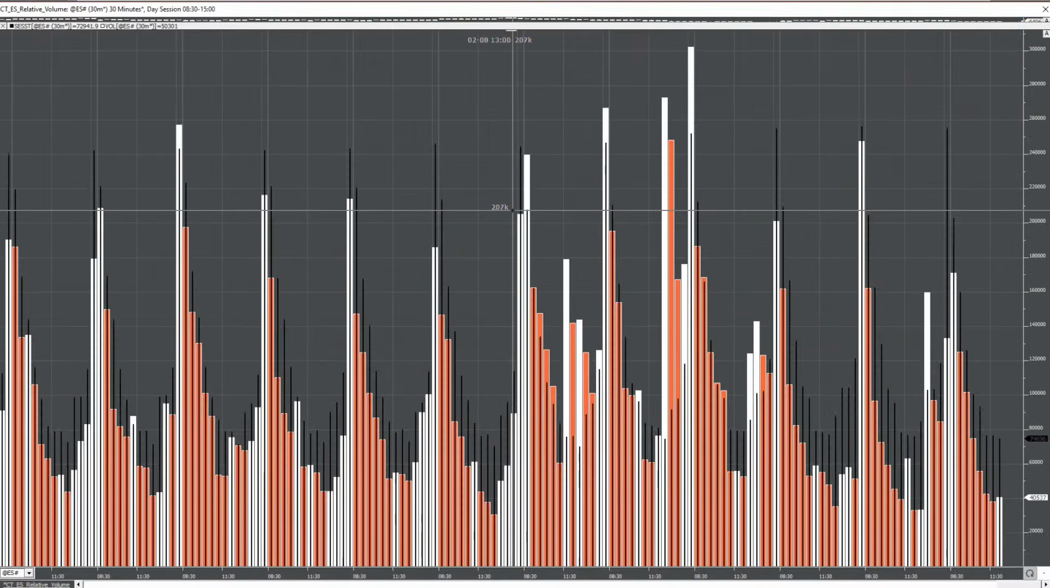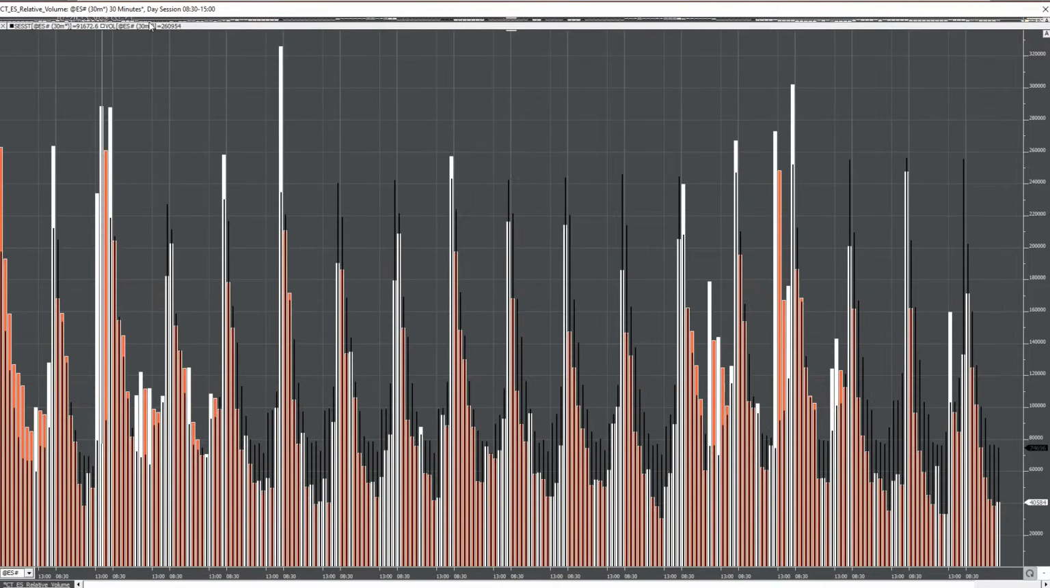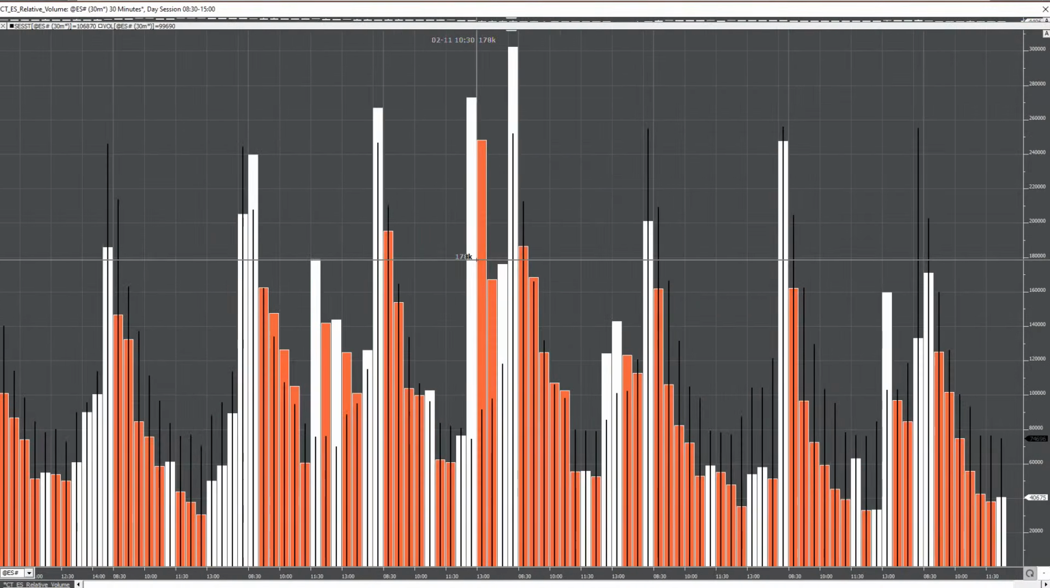Relative volume. So this is a 30-minute chart, right? So every bar is 30 minutes. It's telling me the statistical mean. It's telling me that the 20-day mean of volume for that first 30-minute block at 8:30, I'm in Chicago, so we open at 8:30, is some number. That number is 212,000 and a half contracts.